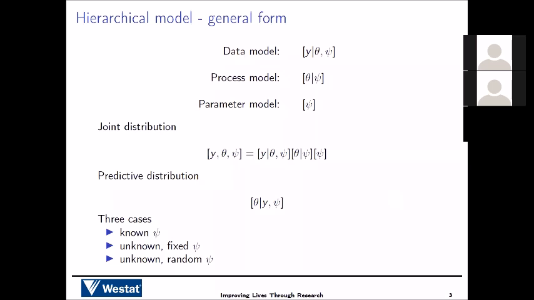However, as I said, interest is in theta, so that's the quantity of interest. So we have to derive the predictive distribution, and that's theta given y and psi. And there are three cases that we can talk about: known psi, which is not common in practice, and unknown psi, either fixed or random.